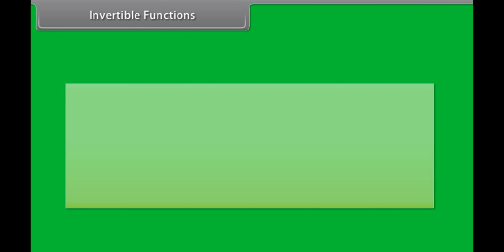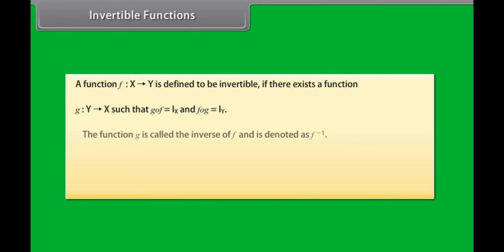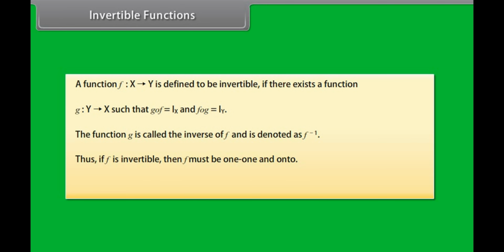Hence proved. Invertible functions. A function f from X to Y is defined to be invertible if there exists a function g from Y to X such that g of f is equal to I_X and f of g is equal to I_Y. The function g is called the inverse of f and is denoted as f inverse. Thus, if f is invertible, then f must be 1-1 and onto. Conversely, if f is 1-1 and onto, then f must be invertible.